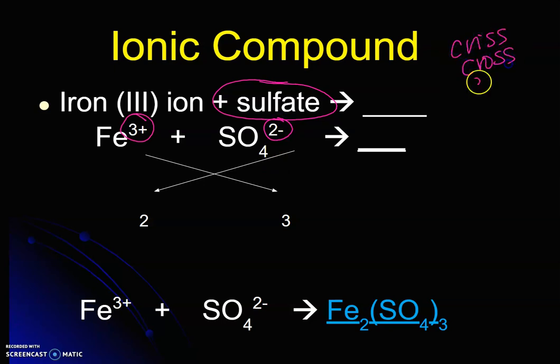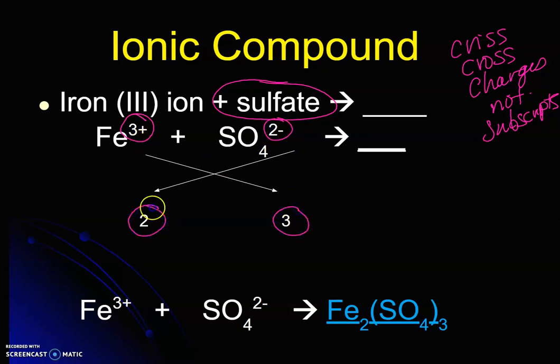Make sure you criss-cross charges, okay, not subscripts. That is going to be the key. All right, leave that 4 alone. So you take this 3 down, you take this 2 down, and you say Fe, I'm going to need 2 of them, and SO4s, and if you have to in the beginning, draw a box around your SO4s so that you don't touch the formula for sulfate. I need 3 of them. And that's how you get them to be neutral.